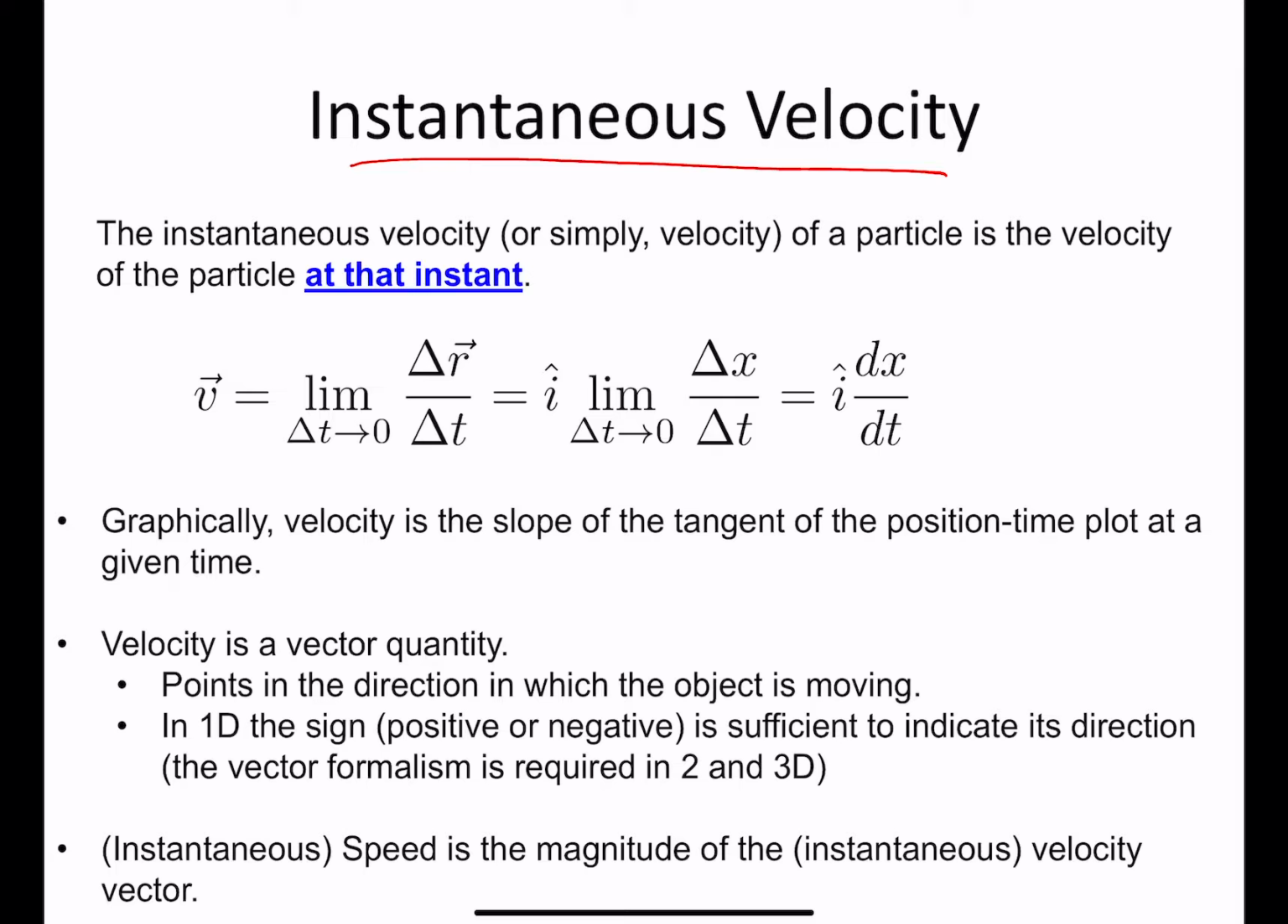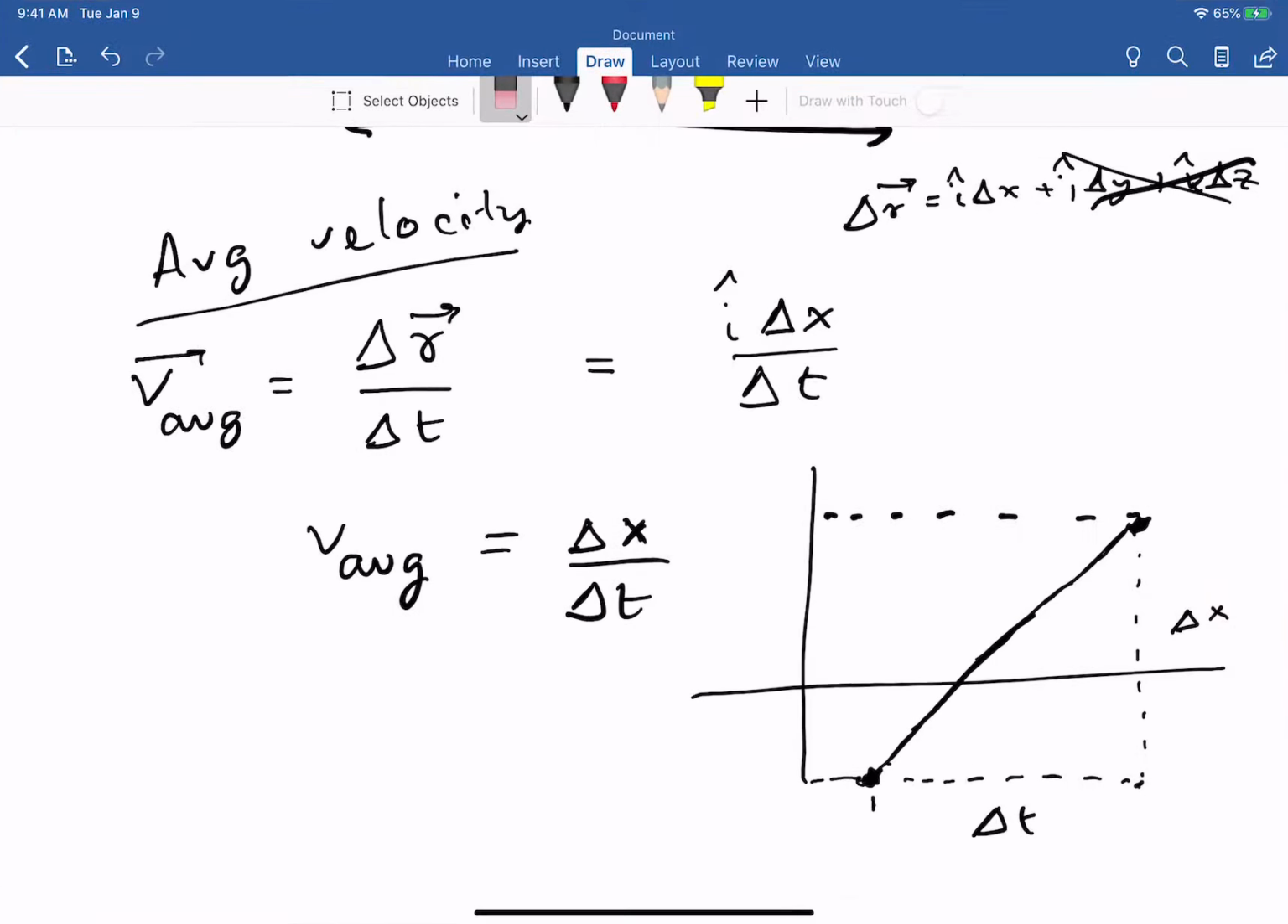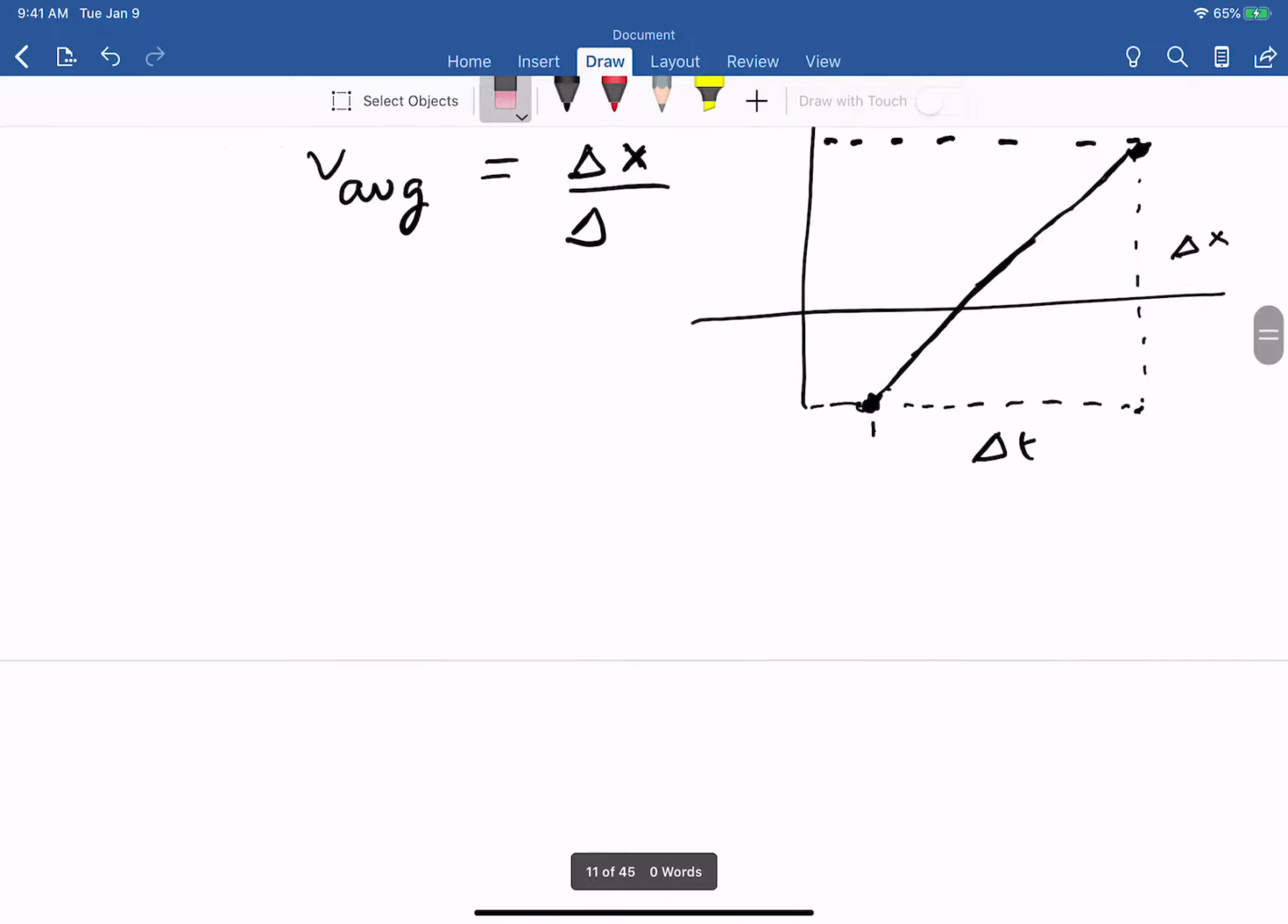It's the velocity at one instant in time, but being able to define it mathematically took almost 300 years. And for many, many years, people struggled with this concept of trying to mathematically understand instantaneous velocity. But it was only after the invention of calculus that the mathematical representation of this became clear. All right, so let's try to understand instantaneous velocity. Let's consider this position time plot.